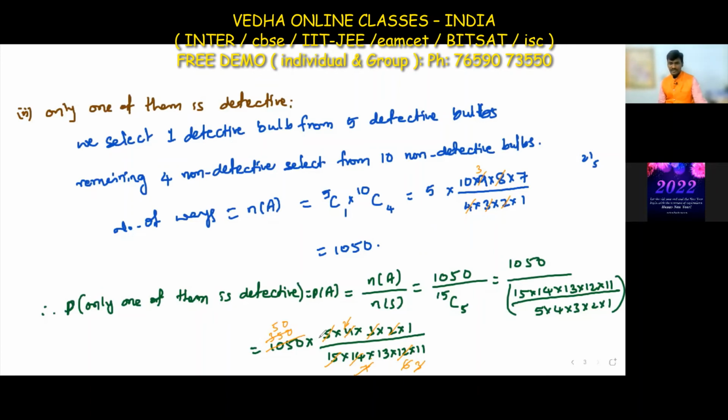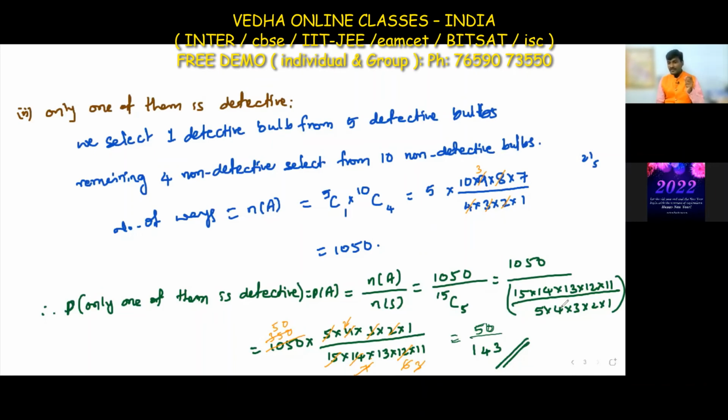50 divided by what is remaining in the denominator? 13 and 11. So how much do we get? So we get the final answer as 50 divided by, how much? 13 into 11. Already I told you the multiplication by 11 technique. Write that number and add those two numbers and write in the middle. 1 plus 3 is 4. So 50 divided by 143. Okay, this is the answer. So the probability that one of them is defective.